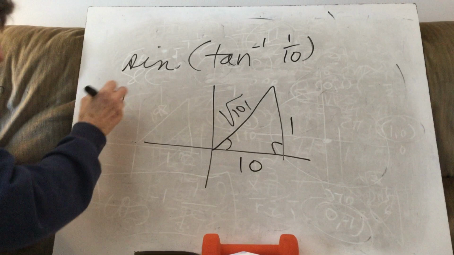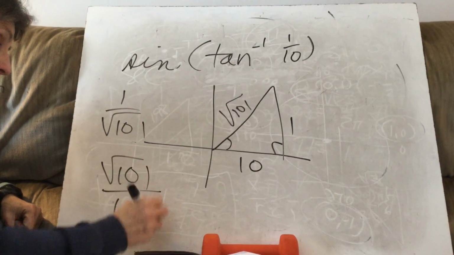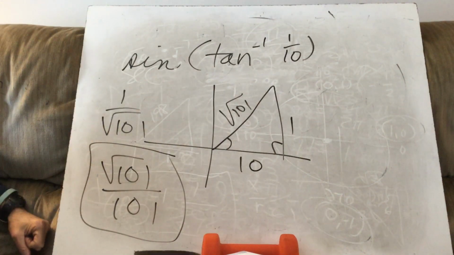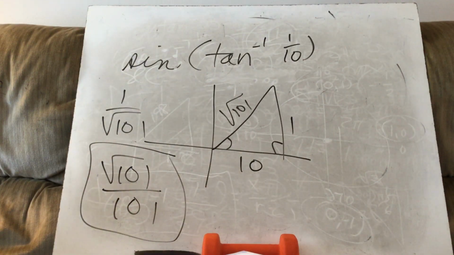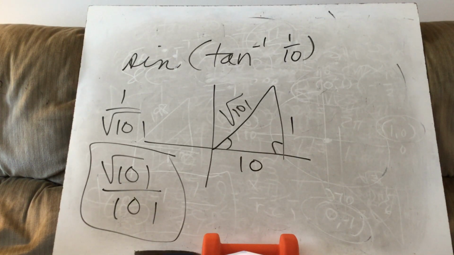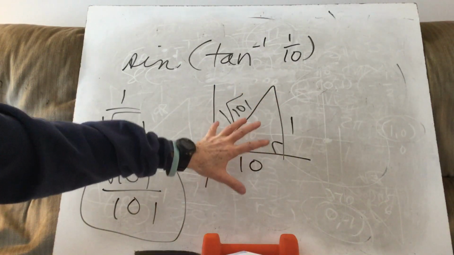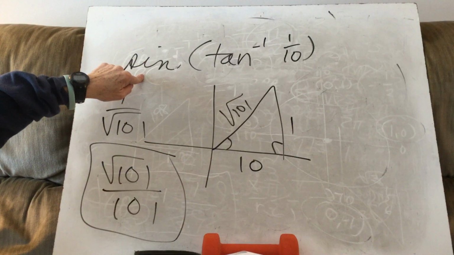1 divided by root 101, yep, which would be root 101 divided by 101. Perfect. That's exactly right. So draw a picture of what's in the parentheses. Do the Pythagorean theorem to finish off the triangle, and then answer the question.